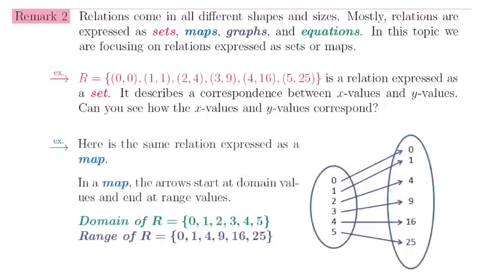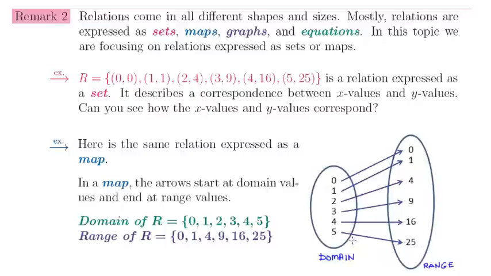Here's the same relation expressed as a map. In a map, the arrows start at the elements in the domain, and they end at elements in the range. Recall, the domain is your set of x values. So for this specific example, the domain would consist of your points 0, 1, 2, 3, 4, and 5. The range is your output values, your set of y values if you like. And in this specific example, the outputs are 0, 1, 4, 9, 16, and 25.